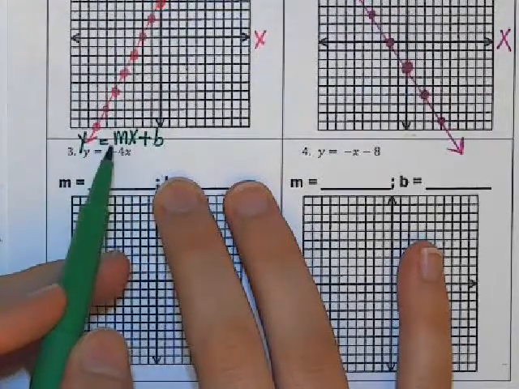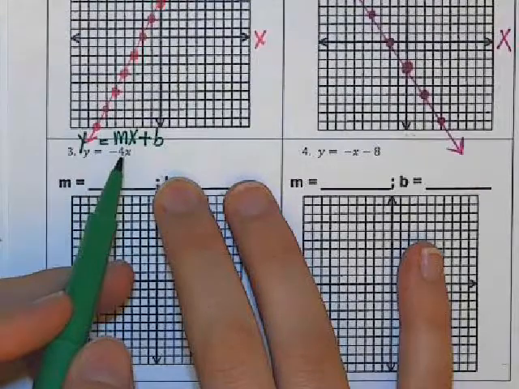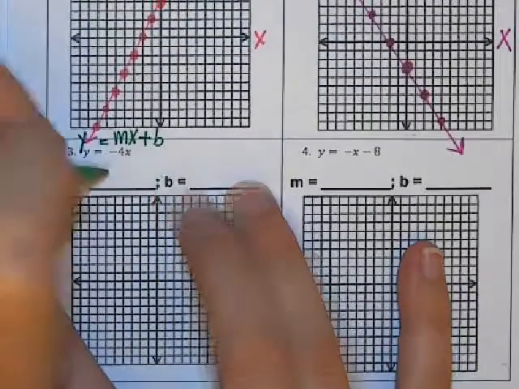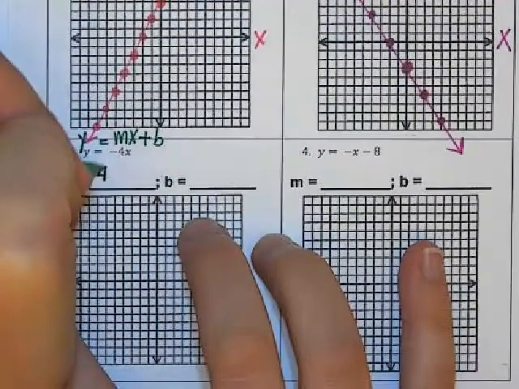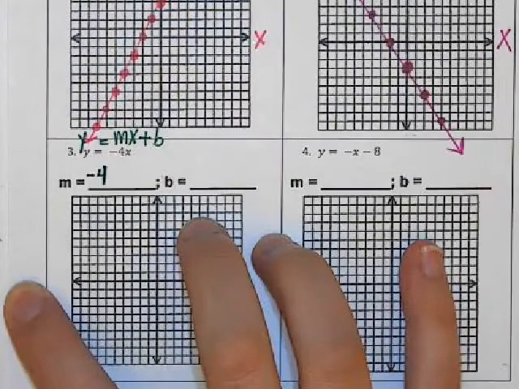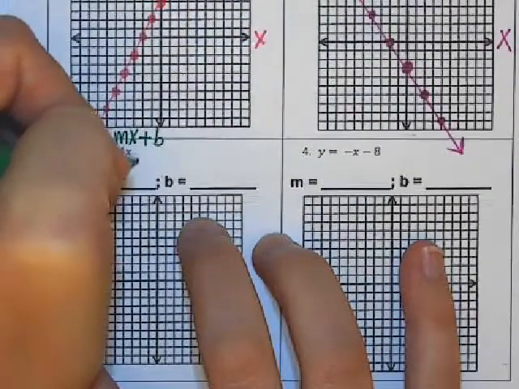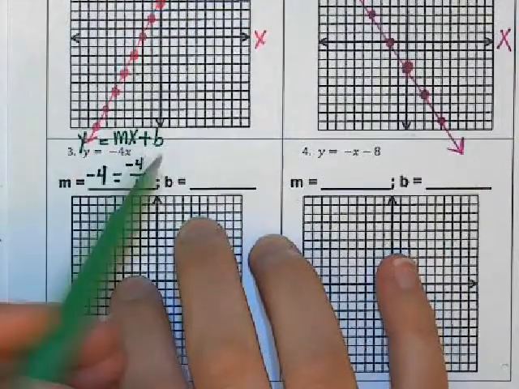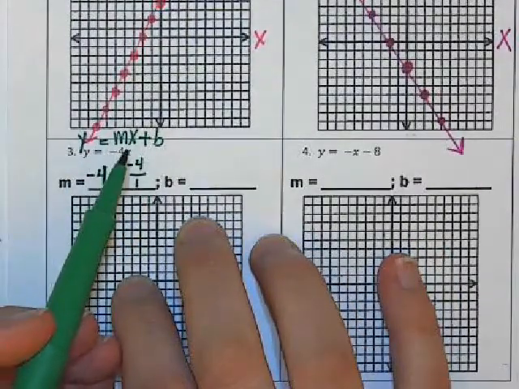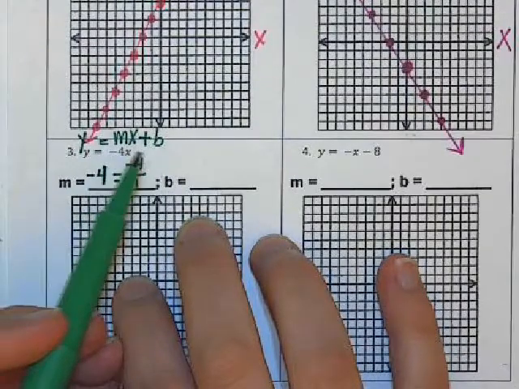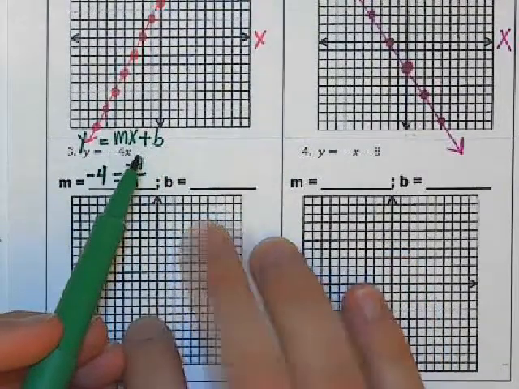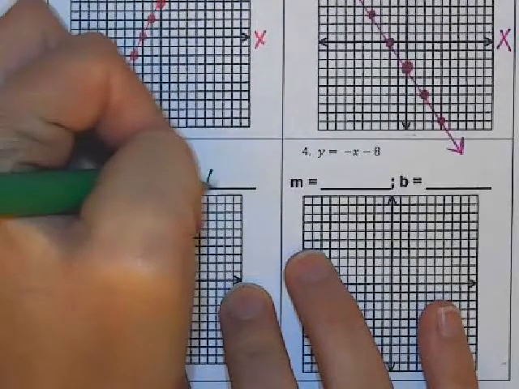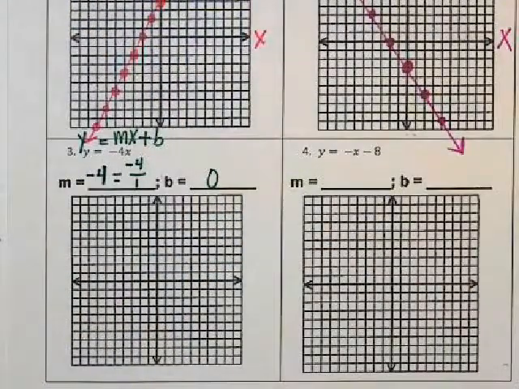So what is -4? Slope. So put it on m. And I need -4 to be a fraction. How do I put it as a fraction? -4/1. You said this is my slope because it has the x. And I don't have a b, so what is my b going to be? 0. There's nothing there, so it's 0. Okay, so let's graph.